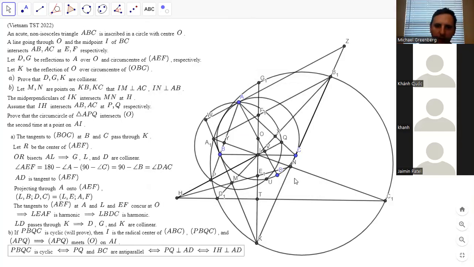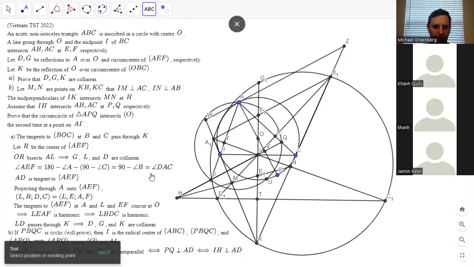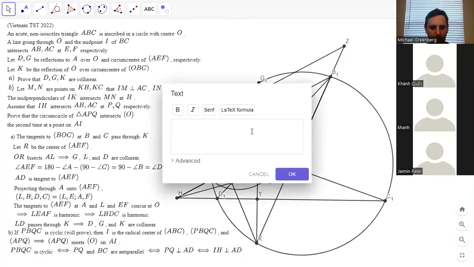Okay, and then we want to let KB and KC, so draw the tangent at A to ABC. Let it meet KB and KC at W, Z.